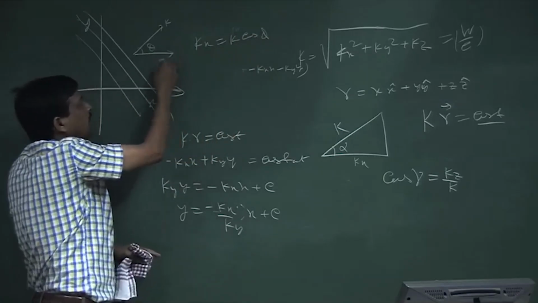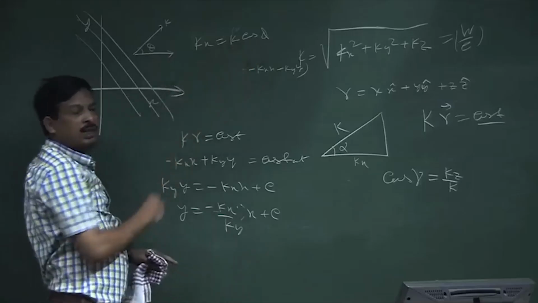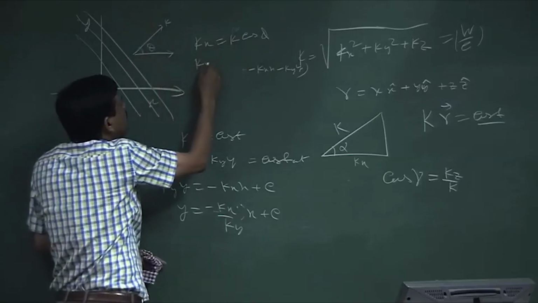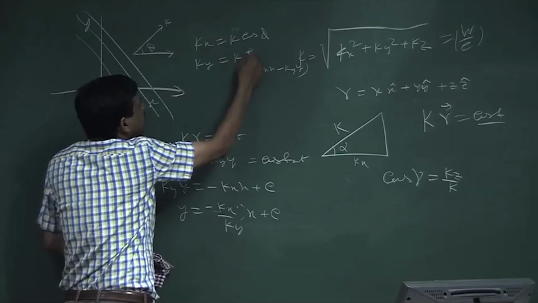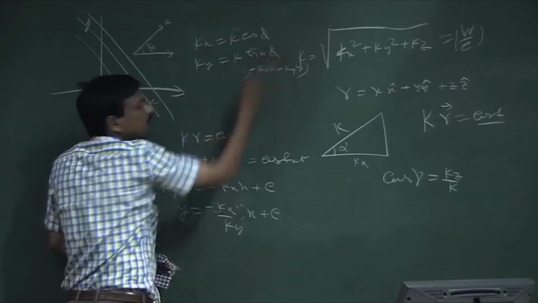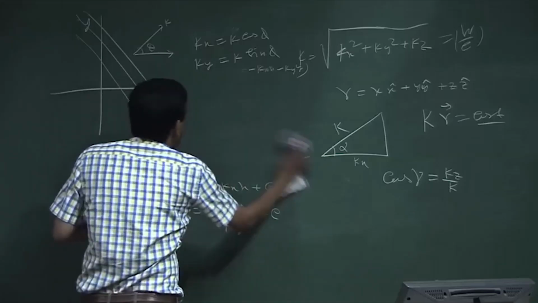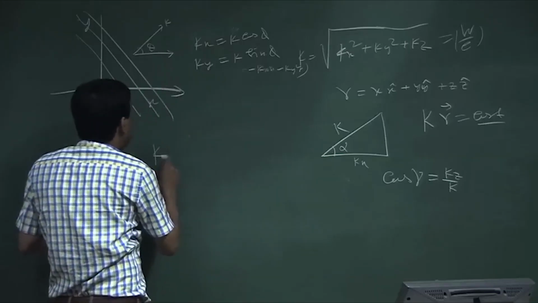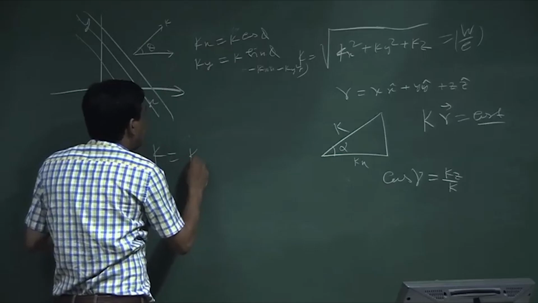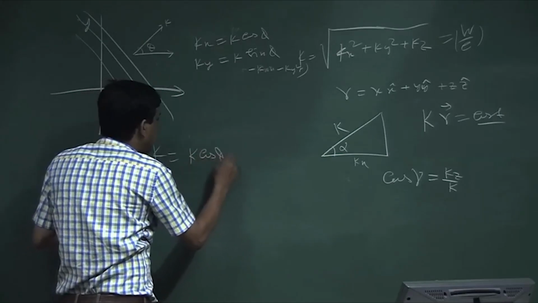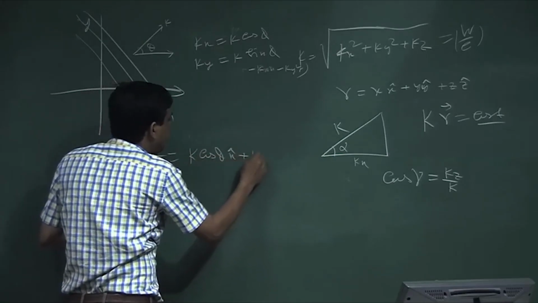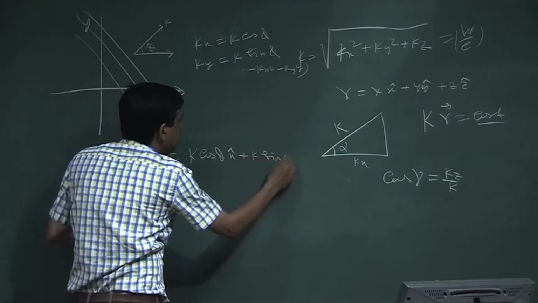So, the x axis projection is k cos phi, and what is the y axis projection? ky is nothing but k sin phi. So, the whole k can be written as k cos phi in the x direction plus k sin phi in the y direction.